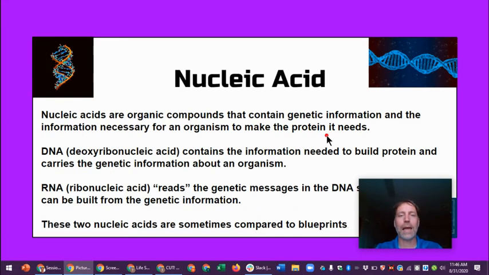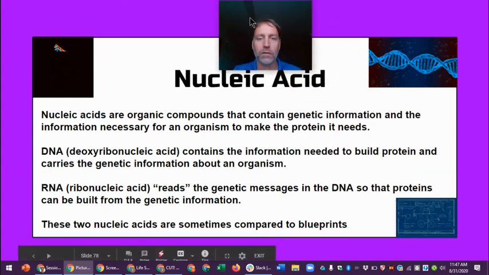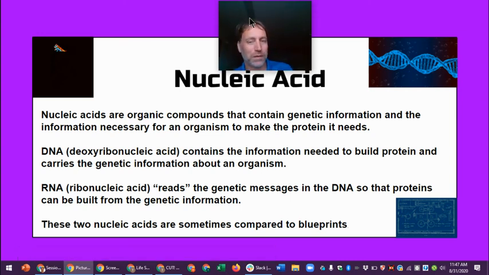And the last one we're going to learn about is nucleic acids. Nucleic acids are organic compounds, and they contain genetic information and the information necessary for an organism to make a certain type of protein it needs. So DNA is the information needed to build proteins that carry the genetic information on from one cell to the other, from one organism on to the other. And RNA is more like a message reader. It reads the DNA, so that the proteins can be built for specific purposes.